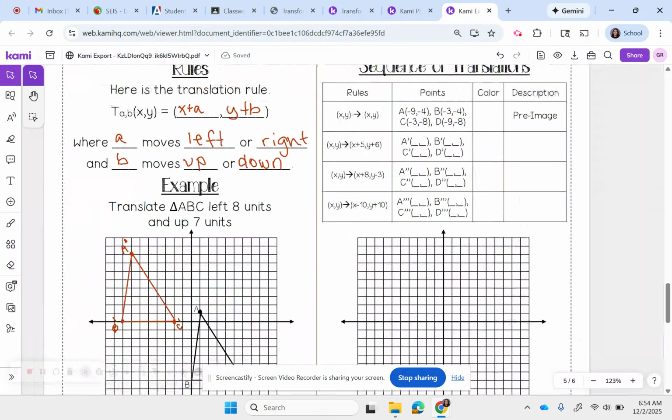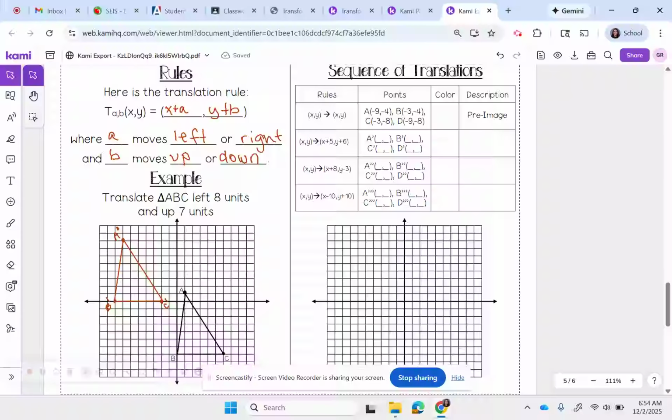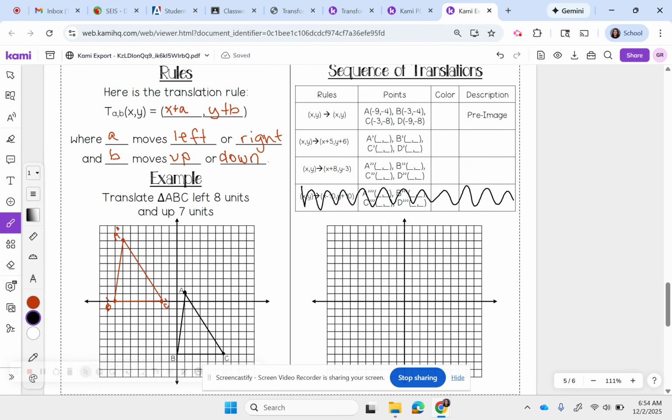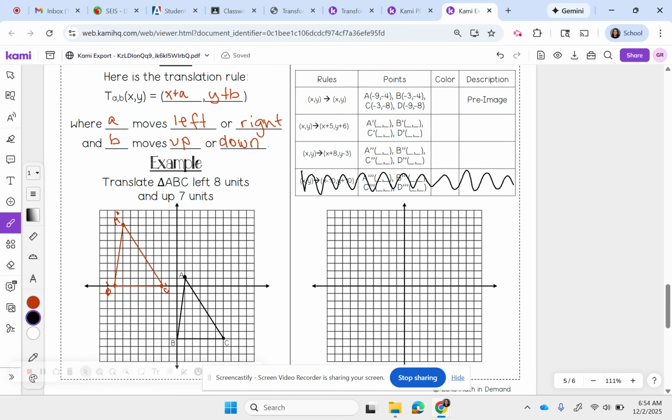So there's going to be times where it's going to ask you to do what we just did, but multiple times, okay? And we are not going to do all of these because I think it can be a bit overwhelming. So we're just going to do the first 3. So let's go ahead and cross out the last one.